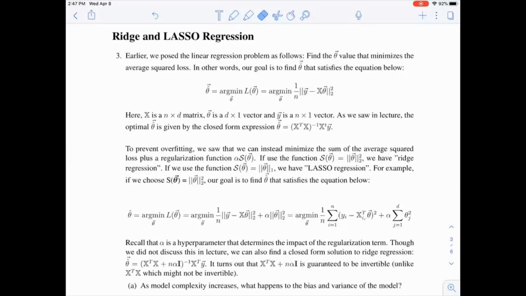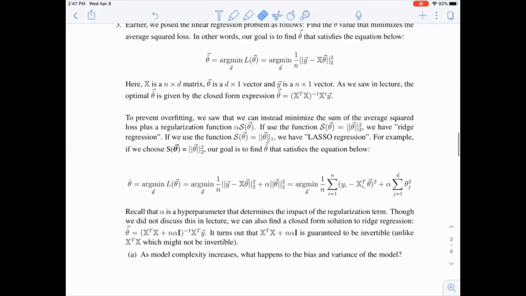All right, let's go over the ridge and lasso regression portion of the discussion 10 worksheet. Here at the beginning of question 3, we have a lot of mathematical details about regression that I've already gone over. And we see that in regularization, we're choosing a specific regularization function that's called S of theta. If S of theta uses the square of the L2 norm, we have ridge regression. And if S of theta uses the L1 norm, we have lasso regression. So here we have an expression for the additional term used in ridge regression. If this was a lasso regression, then it would be alpha times the sum from j equals 1 to d of the absolute value of each of the weights. So this is a lasso regression, and this is going to be ridge.